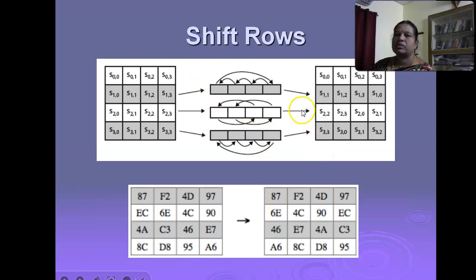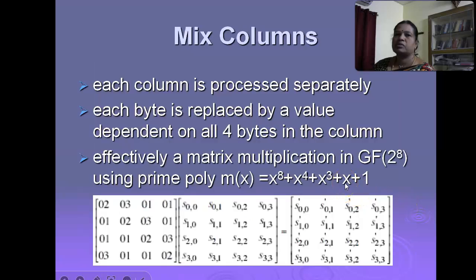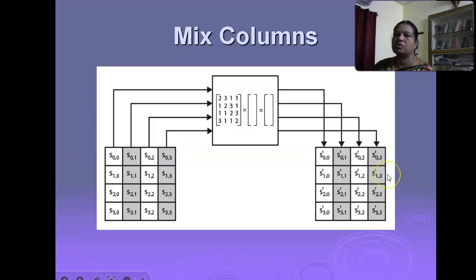This is the structure and this is an example. Next, mixed columns. Each column is processed separately. Each byte is replaced by a value dependent on all 4 bytes in the column. Effectively, a matrix multiplication in GF(2^8) using a prime polynomial is used in mixed columns.